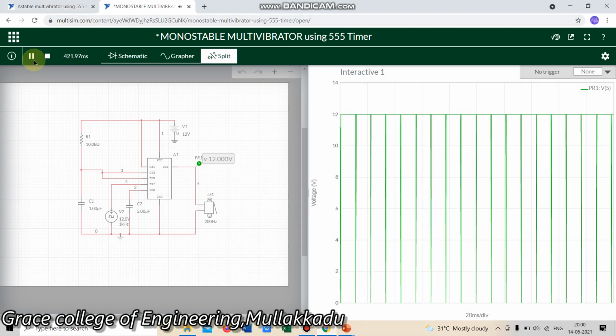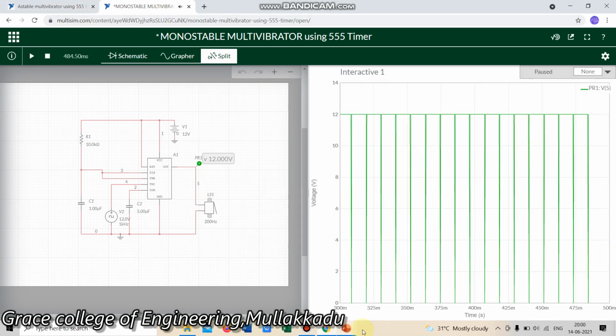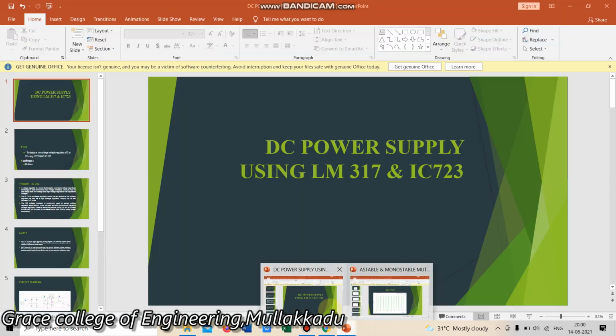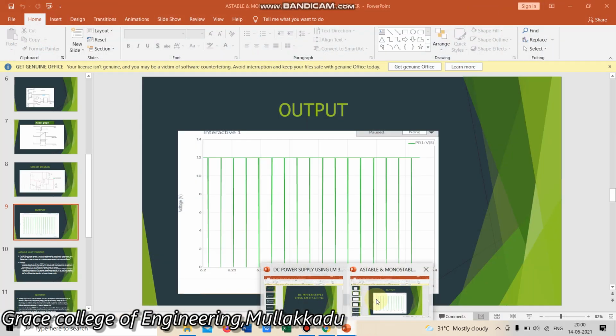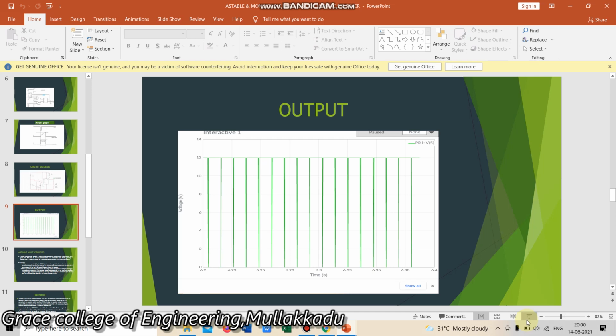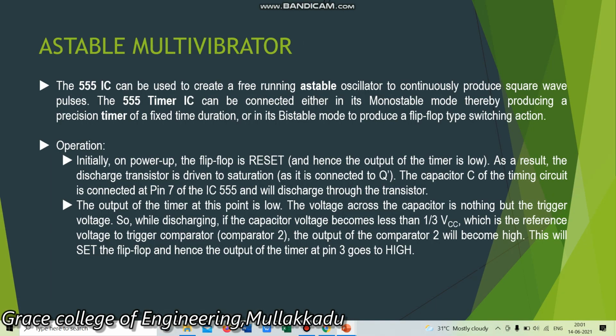Next we are going to see the astable multivibrator. This is the astable multivibrator. An astable multivibrator is also called a free running multivibrator because it has no stable state. Only it has a quasi stable state. Initially, the flip flop will be in the reset mode. As a result, the discharging of the capacitance takes place, and the time depends upon the RC circuit, and the output of the timer is at that time low.